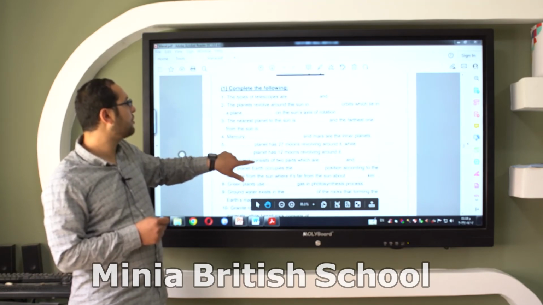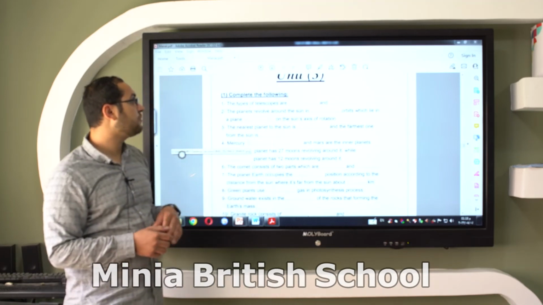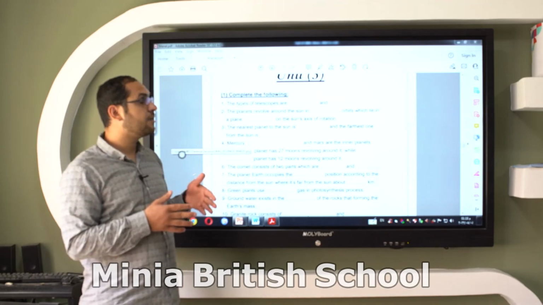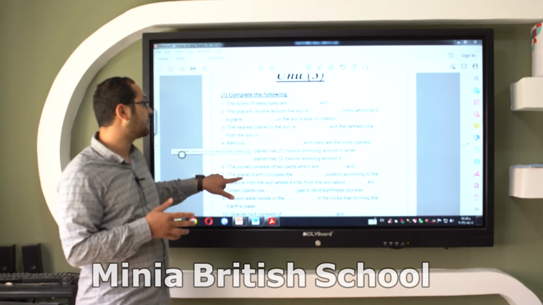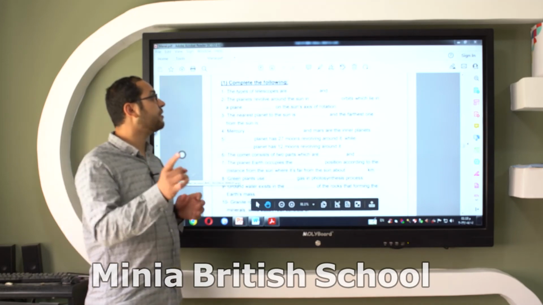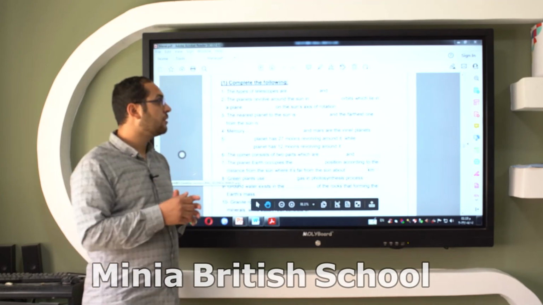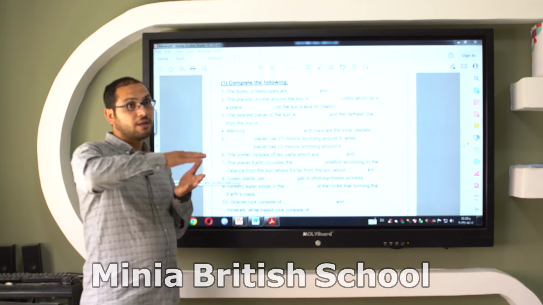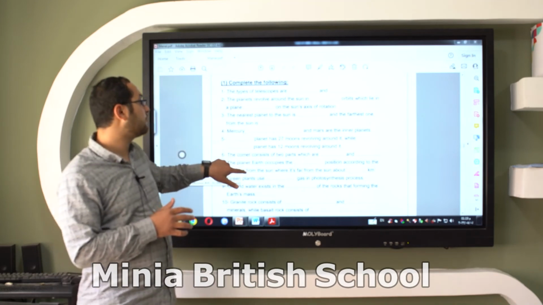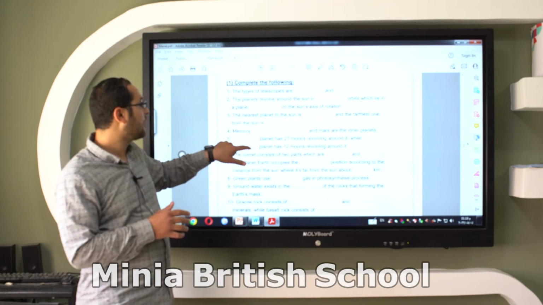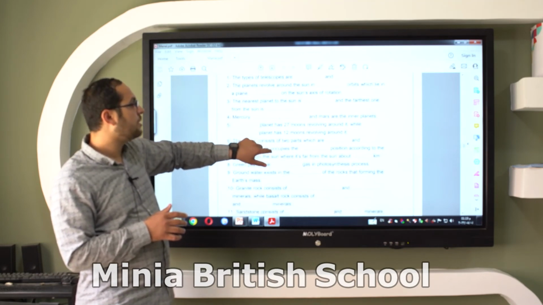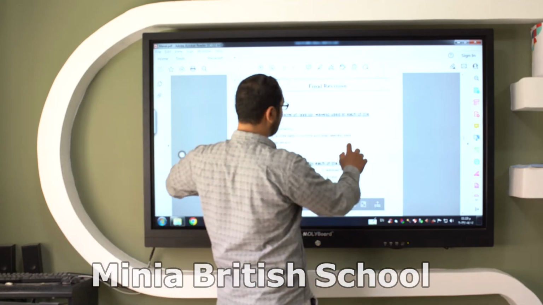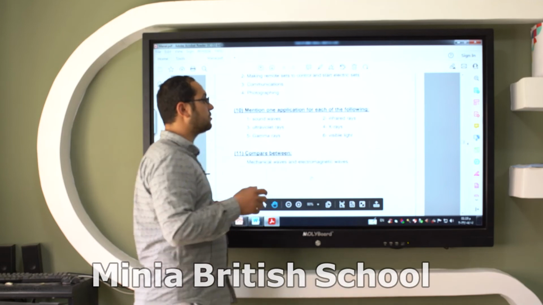Okay, let's move on to unit 3. The types of telescopes are reflecting and refracting. The planets revolve around the sun in oval orbits, which lie in a plane perpendicular to the sun's axis of rotation. The nearest planet to the sun is Mercury.